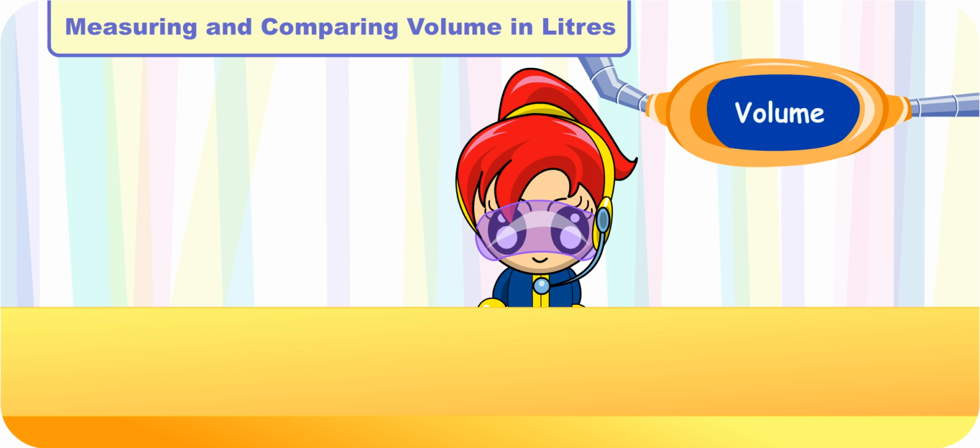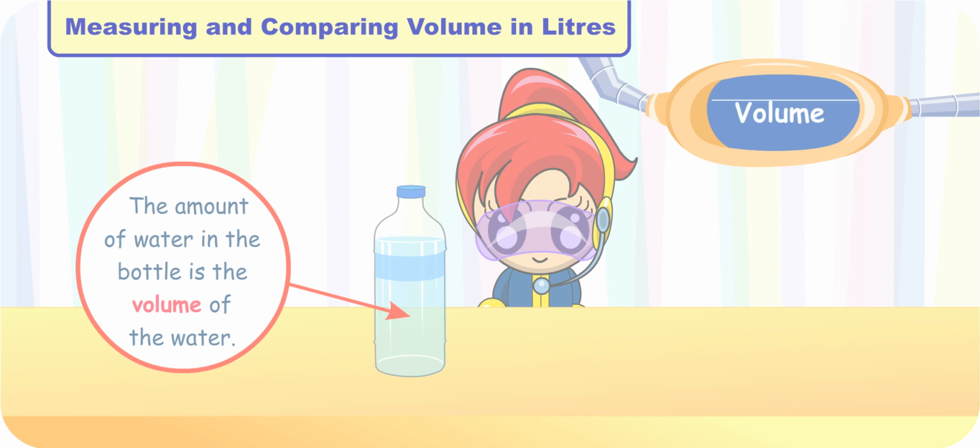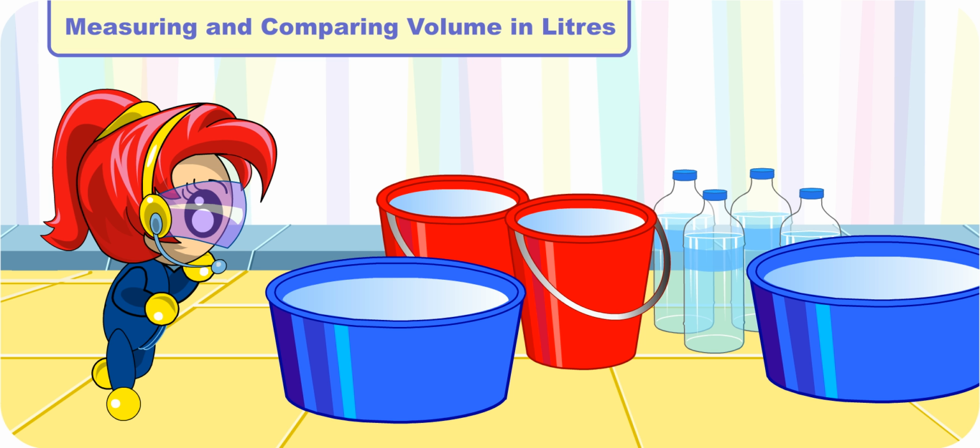What is volume? Let's take for example this bottle. The amount of water in the bottle is the volume of the water. So when we measure the volume of water in this bottle, we are measuring how much water is in it. That means all these bottles, pails and tubs here have different volumes of water in them.